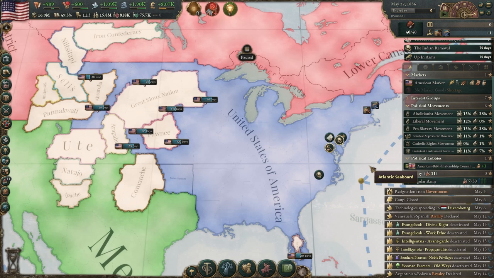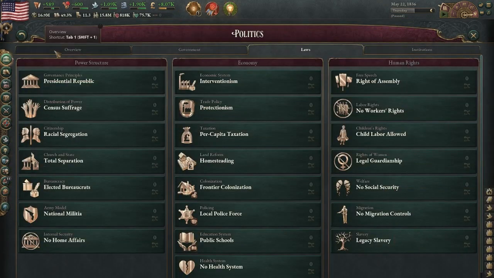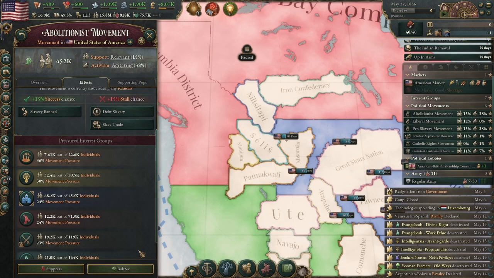If their activism reaches 50% or higher, meaning this number on the right side reaches 50% or higher, they start to generate radicals. If you want an agitator, so one of the people over here, to become the leader of a certain interest group, that agitator will join a movement, and you need the interest group to be pressured by the movement in order to make the agitator the leader of that interest group. The bolster and suppress buttons you used to see on interest groups are now on the individual movement screens. You can use them to attract more pops to a movement or deter people from joining a movement.